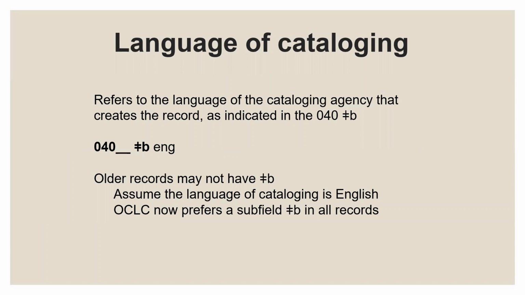So the language of cataloging. The subfield B in MARC tag 041 tells us the language of the cataloging agency. I'd like to point out that OCLC now prefers subfield B in all records. There was a time when you did not see the subfield B, but now they prefer for it to be in all records.